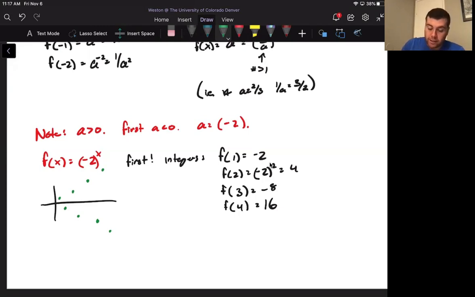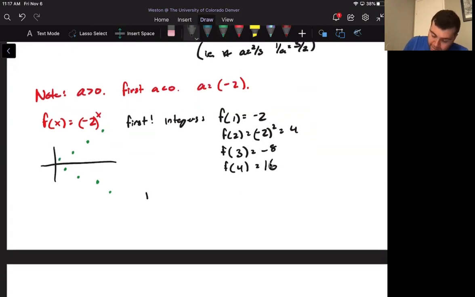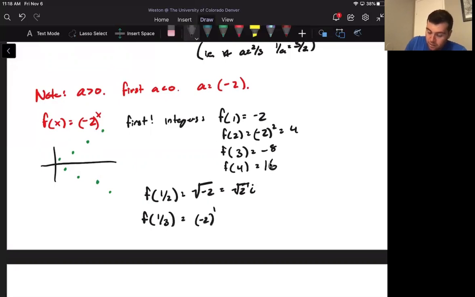And things get even worse when we start doing fractions. Let's start with f of 1/2. We're going to get the square root of -2, which is the square root of 2 times i. Okay, so now we're popping out imaginary numbers for plugging in a fraction. But what's worse is not even all fractions give us imaginary numbers. F of 1/3 is -2 to the 1/3, which is the cube root of -2, which exists. It's just equal to the negative cube root of 2. So not even for all fractions do we get imaginary numbers out.